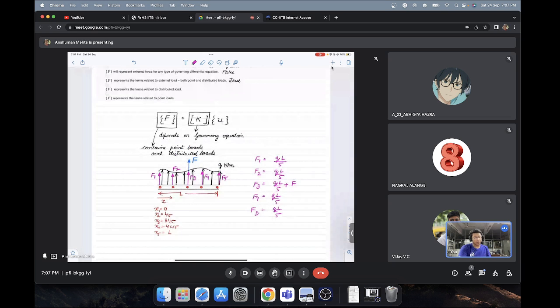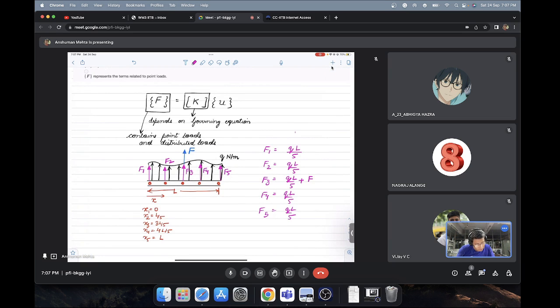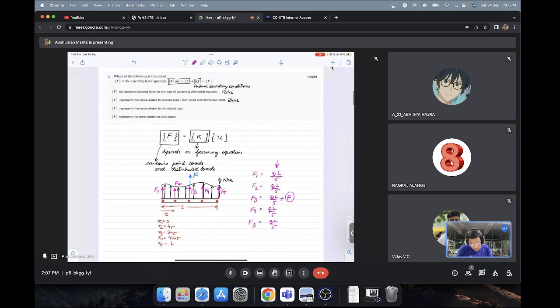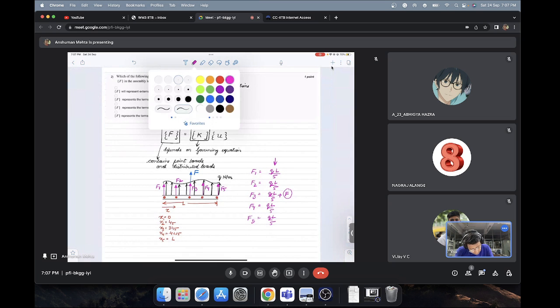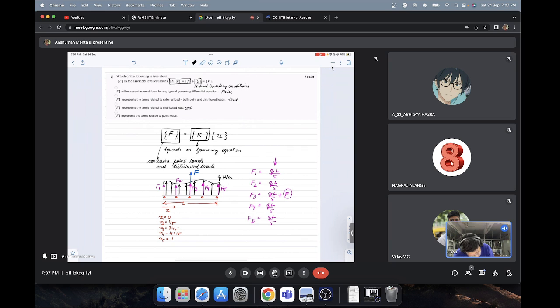So this force vector has the distributed load as well as the concentrated load. Okay, so hence that is true. Now next: F represents the term related to distributed load. They're asking only distributed load, so this is also false. And F represents the term related to point load only, and this is also false.